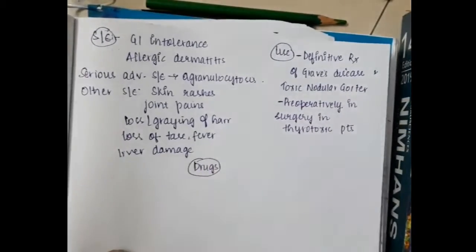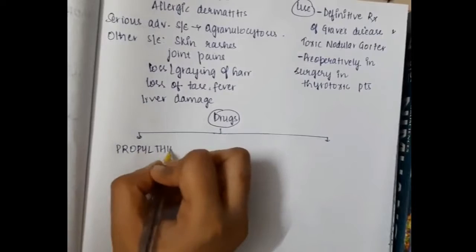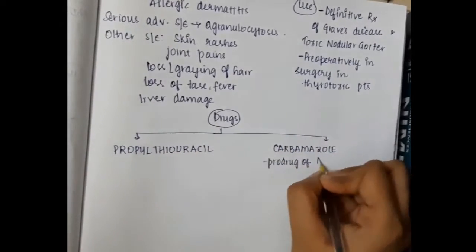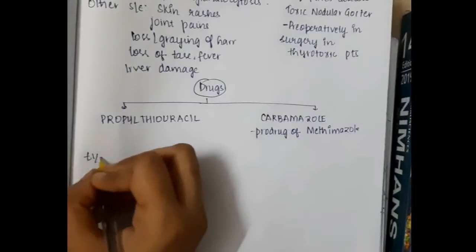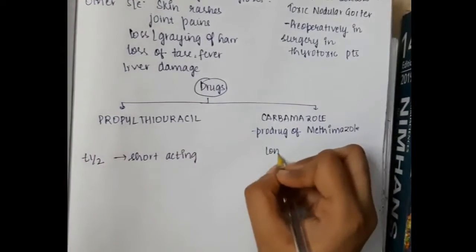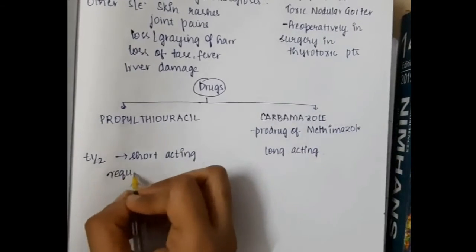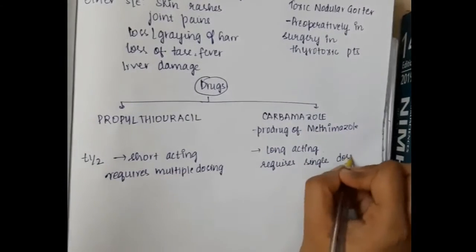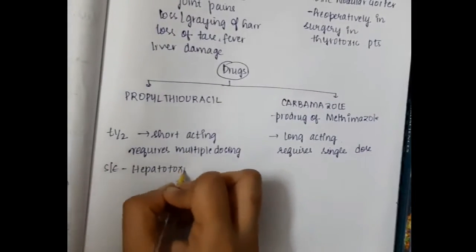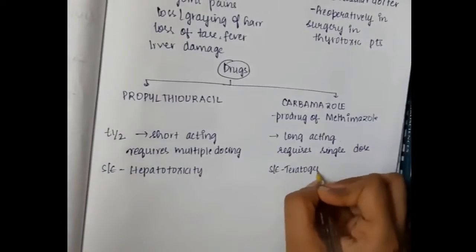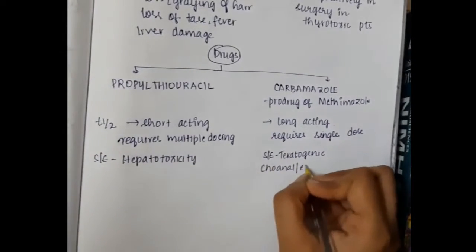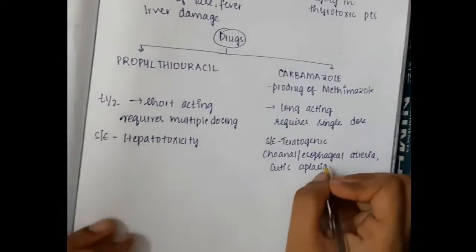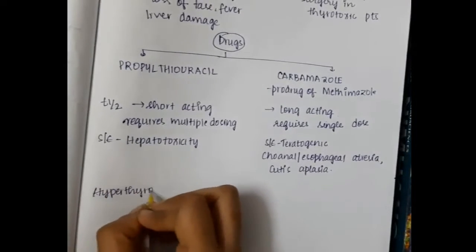If you see the drugs, we have two different types of drugs, which are propylthiouracil and carbimazole. Carbimazole is the prodrug of methimazole. Propylthiouracil is short acting, whereas carbimazole is long acting. Propylthiouracil requires multiple doses, whereas carbimazole requires single doses. Side effect of propylthiouracil is hepatotoxicity, whereas carbimazole is teratogenic. You will also see choanal and esophageal atresia and cutis aplasia with carbimazole.